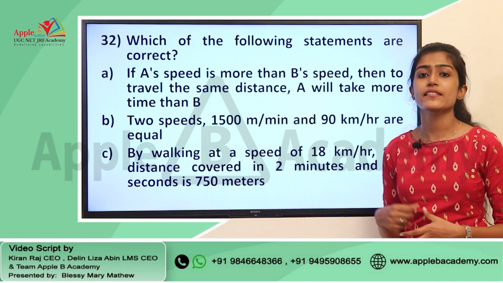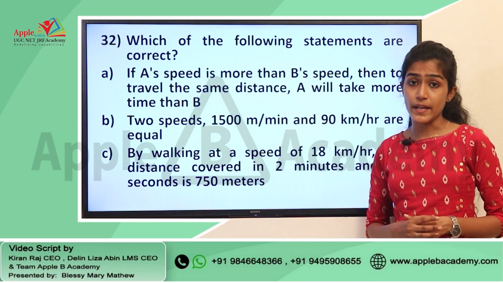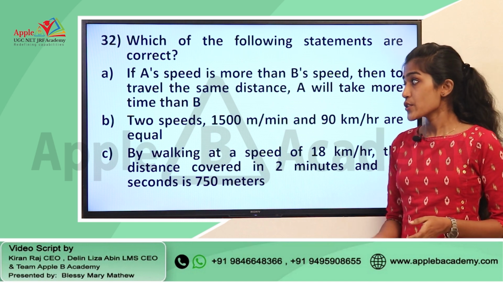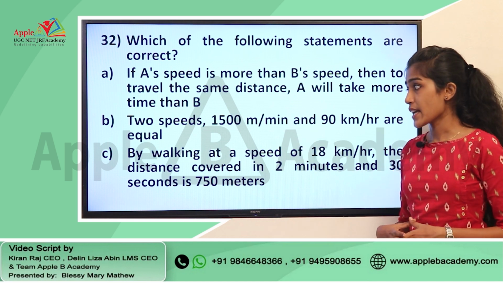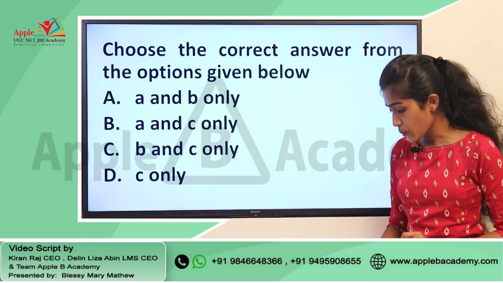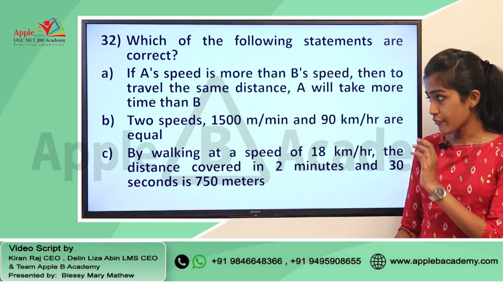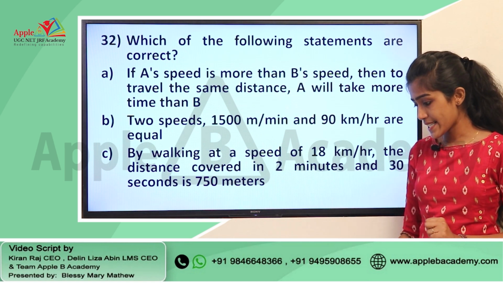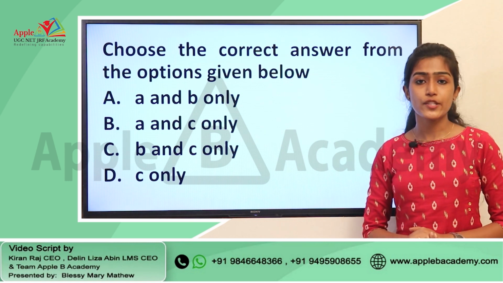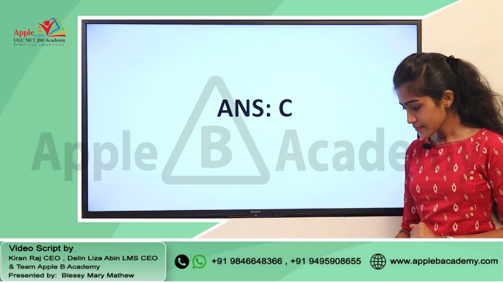we have given various statements. We have to check each of these statements and figure out whether these statements are correct or wrong. So, this is based on speed, distance, time and all that. So, if you consider the options that are given here, we have to find out the statements that are correct. So, in which we have two options correct, that is B and C. So, B and C only is option C. So, the right answer here is option C.